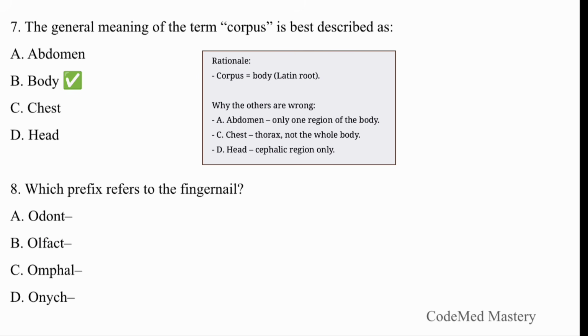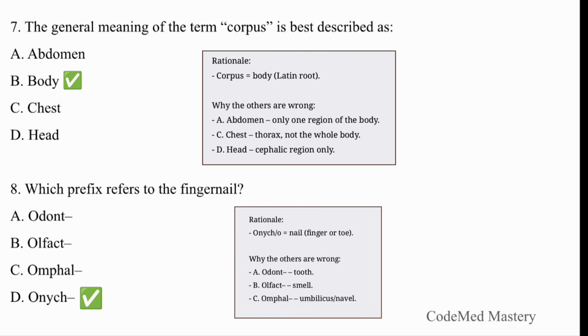Which prefix refers to fingernail? Option A, odont. Option B, olfact. Option C, omphal. And option D, onic. The right answer is option D, onic, which refers to nail, that is of finger or toe. Odont, that is option A, refers to tooth, and olfact, that is option B, refers to smell, and option C, omphal, refers to umbilicus or navel.